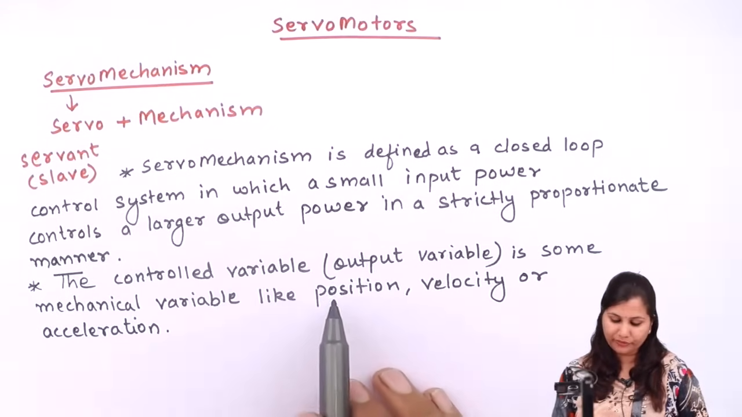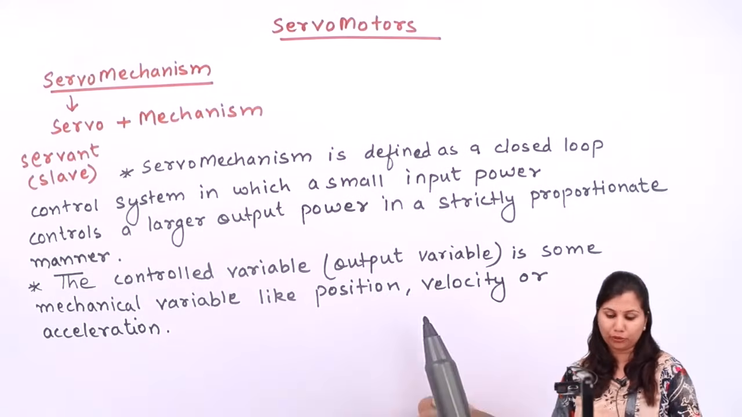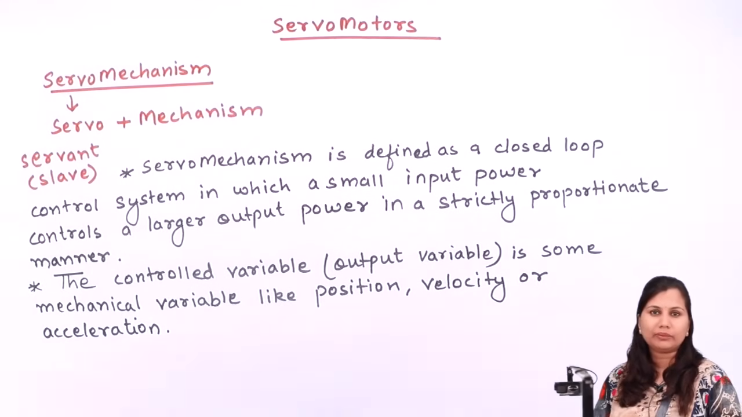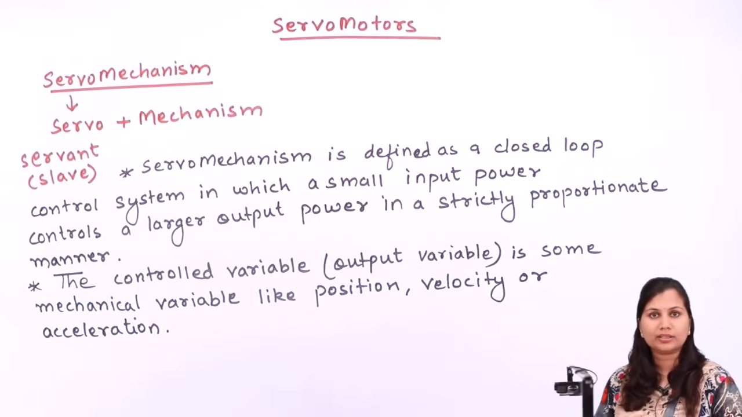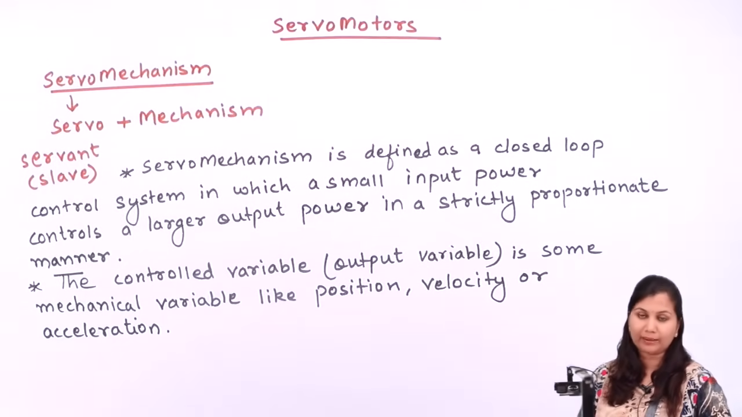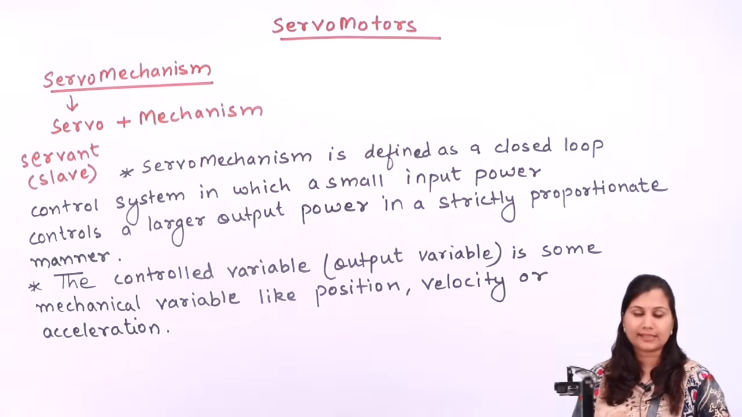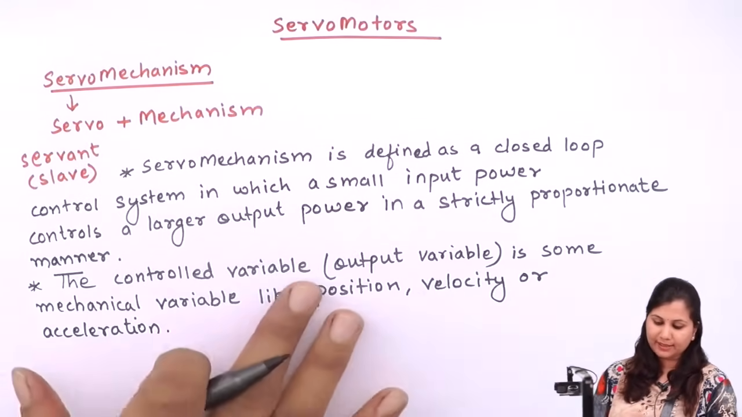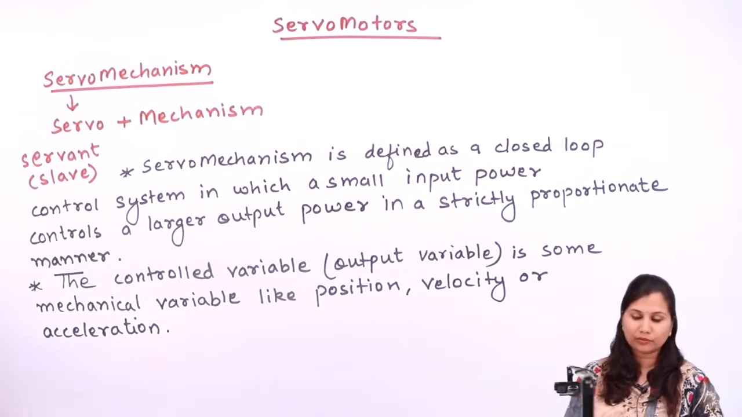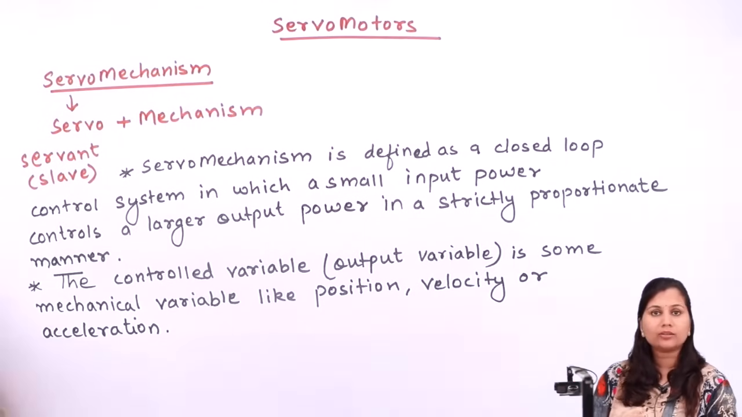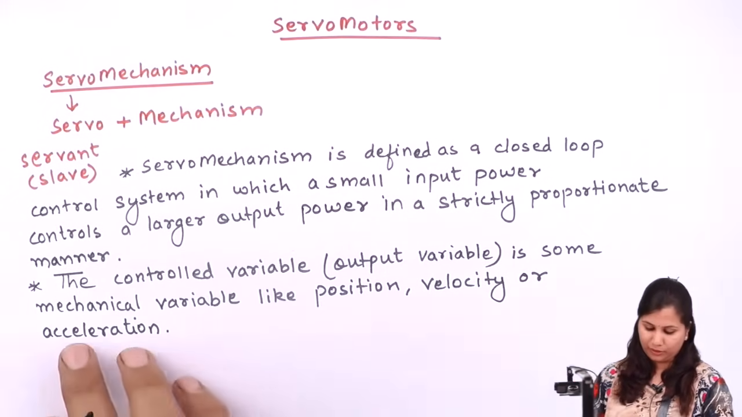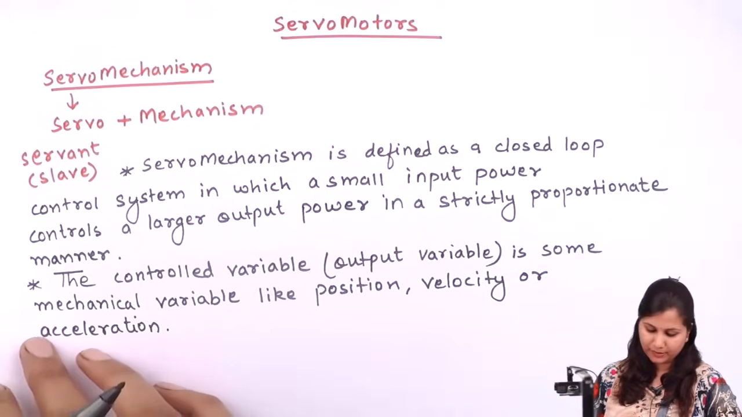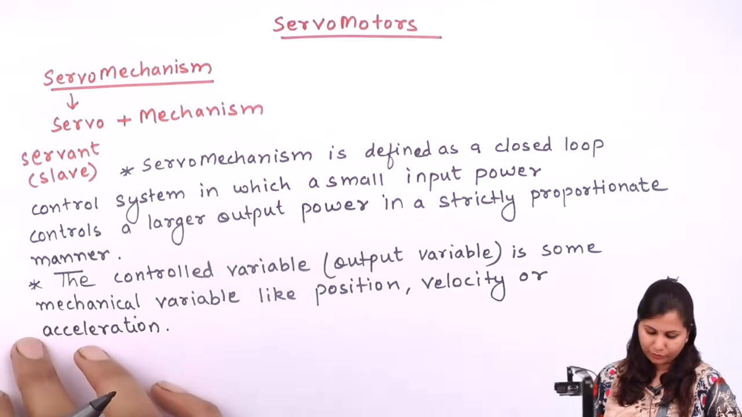So the controlled variable or the output variable of the servo mechanism is any mechanical variable, like position, displacement, velocity or acceleration. These servo systems are used in automatic control systems. So the application of these servo systems is in automatic control systems.